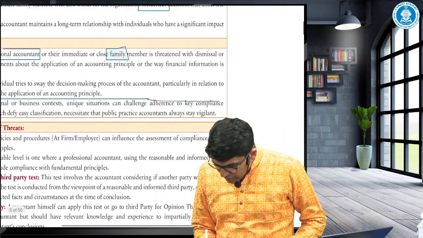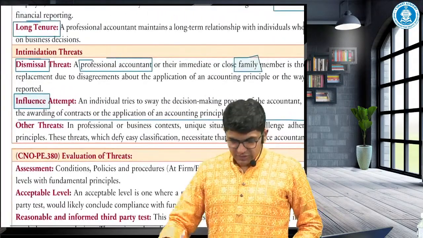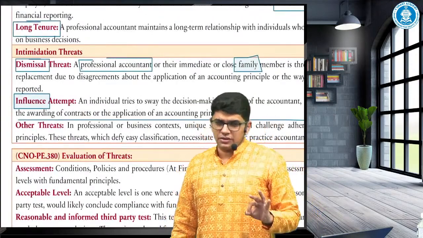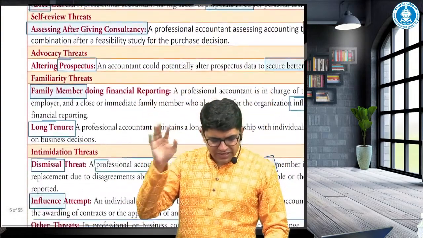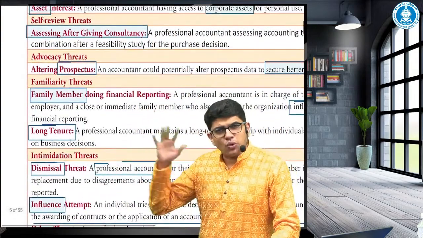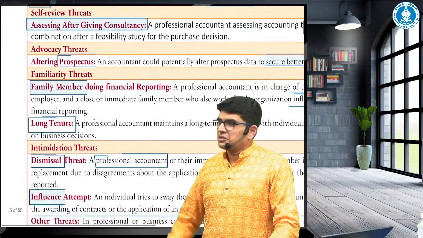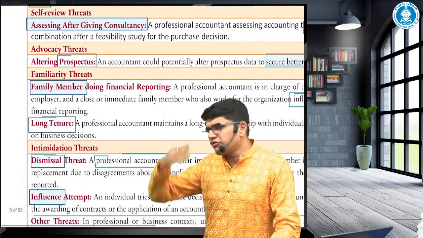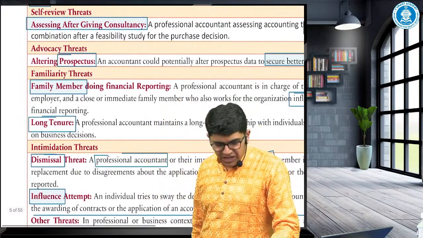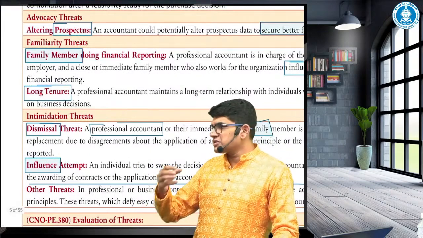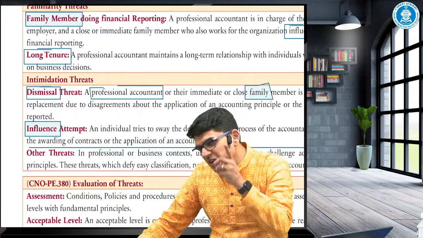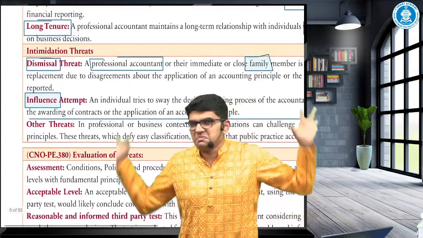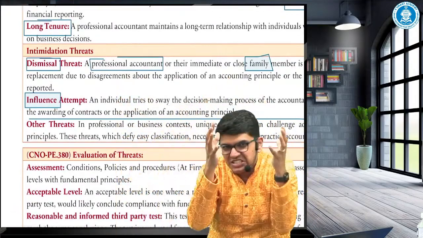And then we have something called other threats. Let's freeze, guys. Very simple. To protect own financial benefit, self-interest threat. Financial, remuneration, gift, asset. To protect his own work, self-review threat. To promote company, saying false things, acting as advocate of the company, advocacy threat. Family members, long tenure, familiarity threat. Intimidation, you will be dismissed, anyone will be dismissed. We will pressurize you to do wrong things, we will mentally harass you.